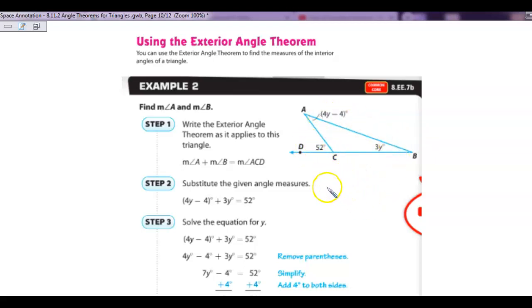So I'm going to line it up as 52 equals 4y minus 4 plus 3y. I can combine my like terms here, so I have 52 equals 7y minus 4. Simplify to solve for y, and I get 56. 56 divided by 7 is 8. So I know that y is 8.